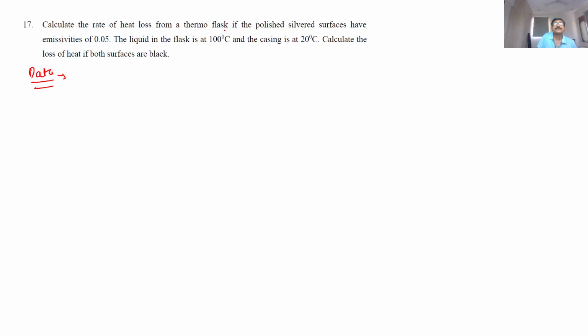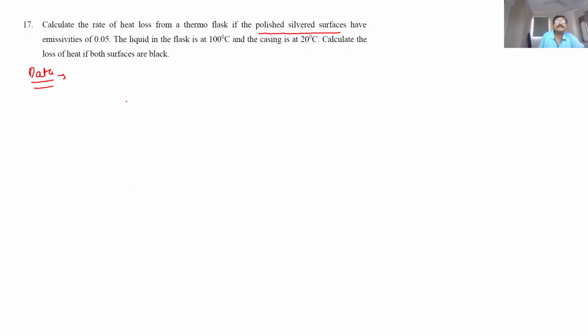What is given here? Calculate the rate of heat loss from a thermos flask if the polished silver surfaces have emissivities of 0.05. In theory class, I have already explained thermos flask surfaces are made highly reflective. So here there are silver surfaces. Why highly reflective? Because if you are increasing the reflectivity, that is rho, the emissivity value of the surface is getting decreased. And emissivity getting decreased means the ability to radiate the heat is getting decreased. And that's why the surfaces are polished silver surfaces.